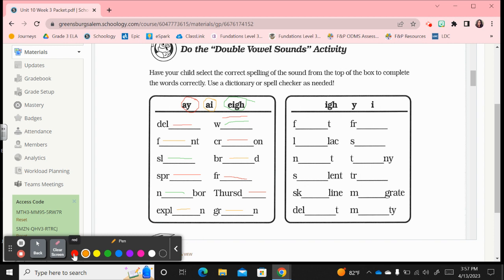Okay, let's look over here. We're going to do a similar process. If you fill in using IGH, we're going to put a red. Now, obviously, I'm doing that, but you're going to actually put in the IGH so you spell it correctly. It's just much easier. Y will be orange, and I, if it's an I, it will be green. Okay, let's see. The first one is fight. Please do not fight with your siblings.